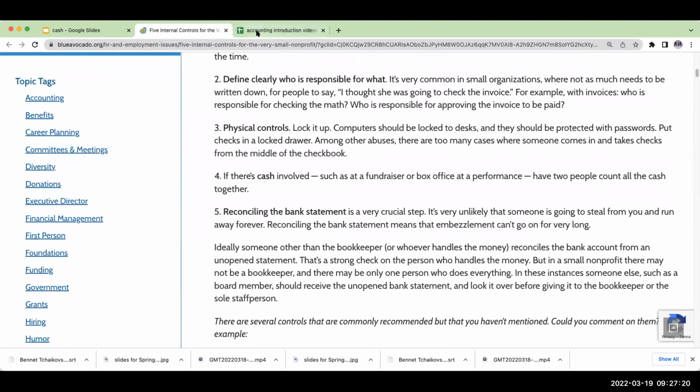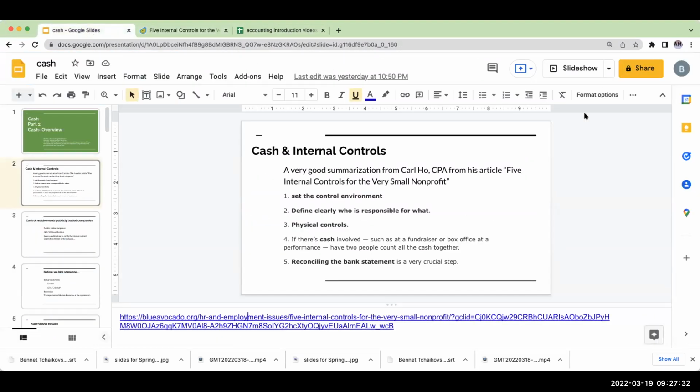I cannot tell you how important that is. The reason it's so important for accounting is that it's our way to verify the person who's recording the transactions. We are verifying that against an external document that's being provided by the bank.